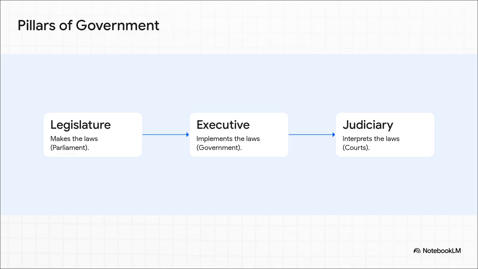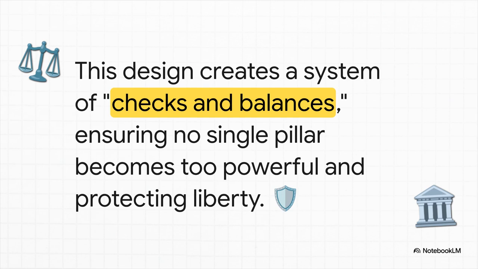First, you have the legislature, which is the parliament. They're the ones who debate and make the laws. Then you have the executive, the government, whose job it is to implement those laws and run the country. And finally, you have the judiciary, the courts, who step in to interpret the laws and make sure they're applied fairly. The genius of this design is that it creates a system of checks and balances.